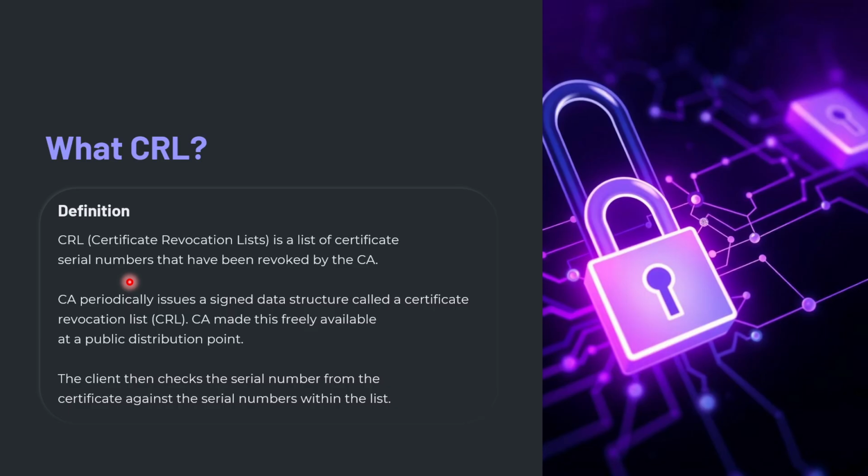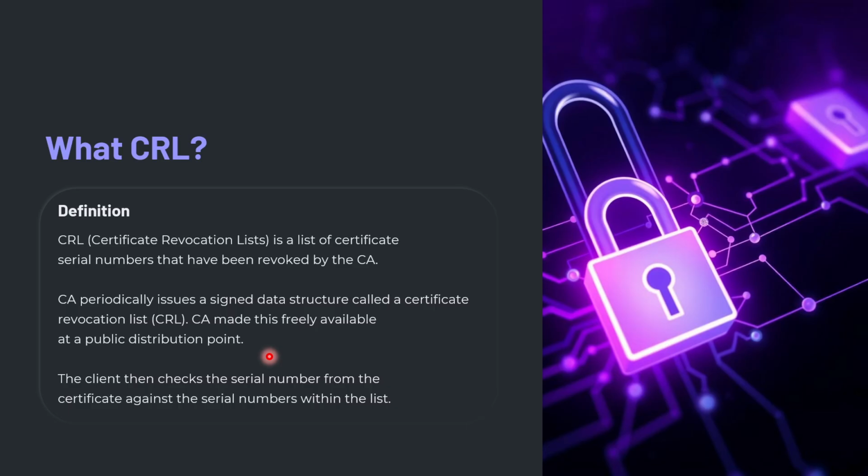So the CA periodically issues a self-signed data structure called the certificate revocation list, and the CA makes this freely available at a public distribution point. So what does this mean? Whenever you are accessing any site, you can access the certificate revocation list as well, which is issued by the CA from which the certificate for that site is issued.